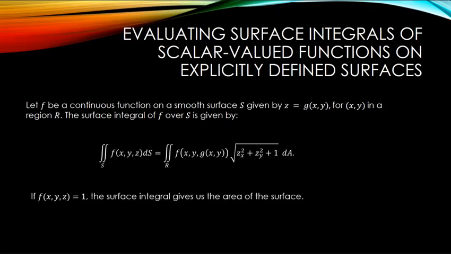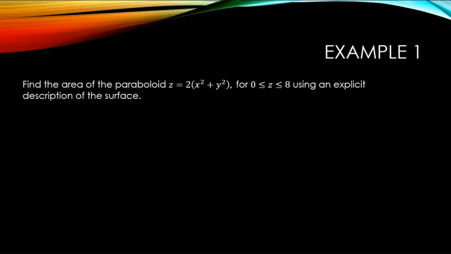If my function f of x, y, z is equal to 1, the surface integral will give me the area of my surface. So let's work an example. I want to find the area of the paraboloid given by z is equal to 2 times the quantity x squared plus y squared, where 0 is less than or equal to z, which is less than or equal to 8, using an explicit description of my surface. If I use 2 times x squared plus y squared is equal to z, I get z sub x is equal to 4x and z sub y is equal to 4y.